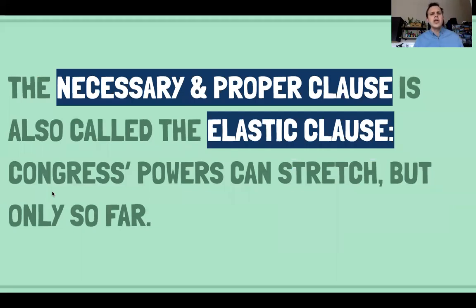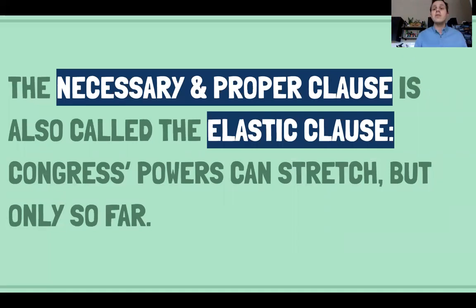One final note, sometimes the necessary and proper clause is called the elastic clause. And with this image, it might be helpful to think of maybe a rubber band. The idea is that Congress's powers definitely can stretch. They are elastic, but even that rubber band eventually will snap.